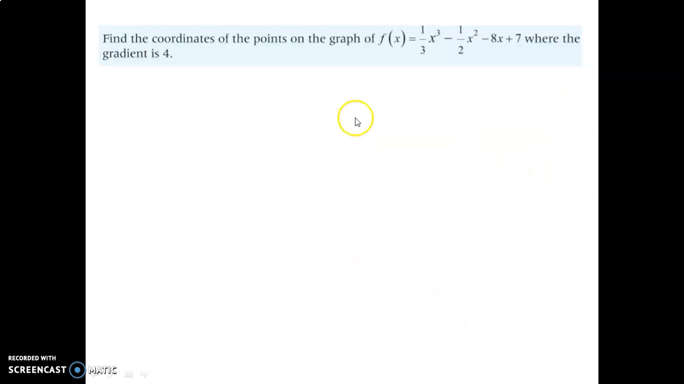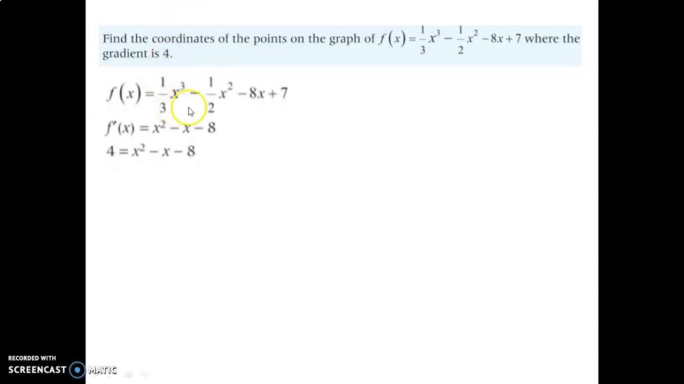All right, next, try this one out. This one's a little different. It says we're looking for the coordinates of the points of this graph where the gradient is 4. So this time it's telling us the gradient. Think about what that means. When we found the gradient function, we could find the gradient by putting x values in. But now we're told what the gradient is. So find the gradient function and set it equal to 4. Then solve that, and you'll find out when the gradient is 4.